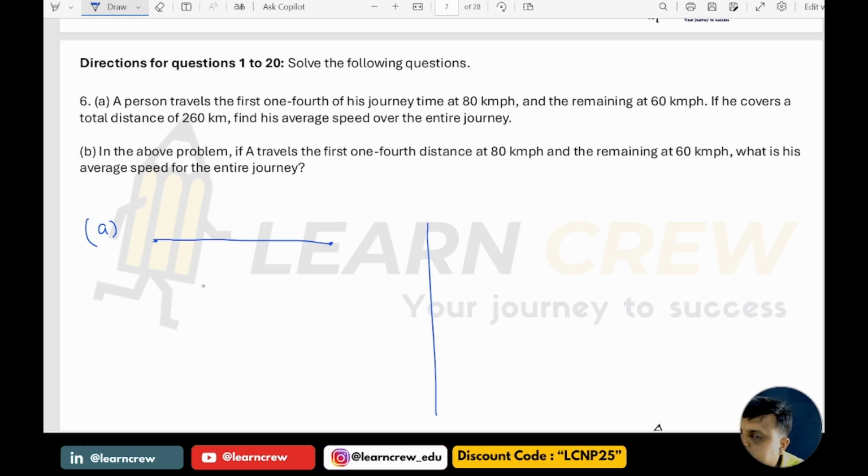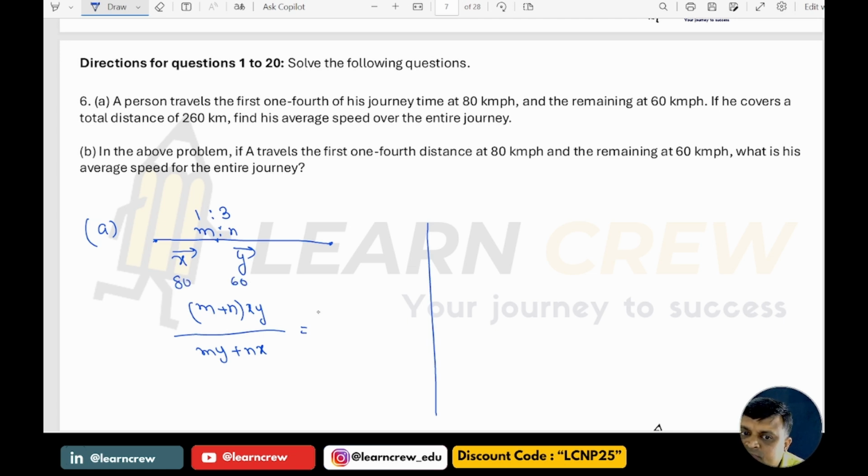If the total distance is covered in the ratio m is to n with the speeds of x and y, then the average speed is given by (m plus n) into xy divided by (my plus nx). This is the formula which we covered in our foundation sheet. Here 1/4 at 80 km per hour and the remaining at 60 km per hour. So m is to n is 1 is to 3, x and y are 80 and 60.